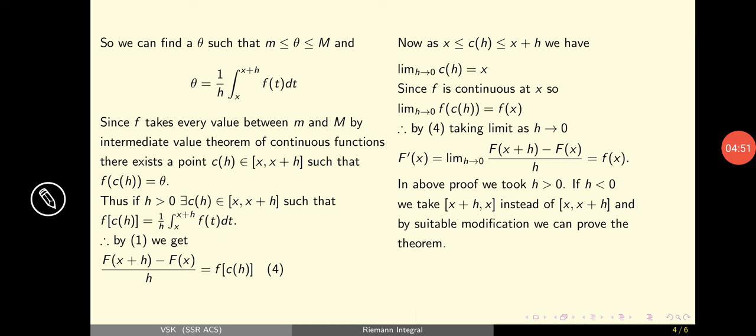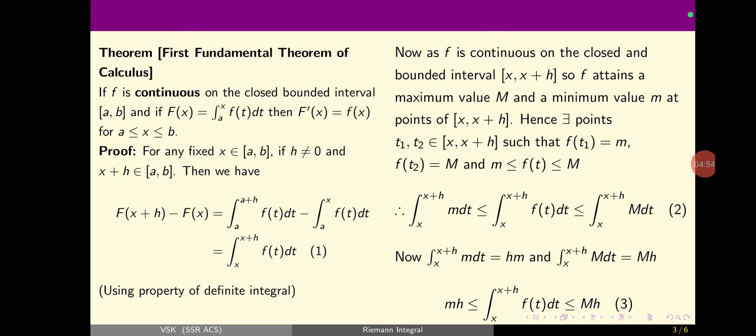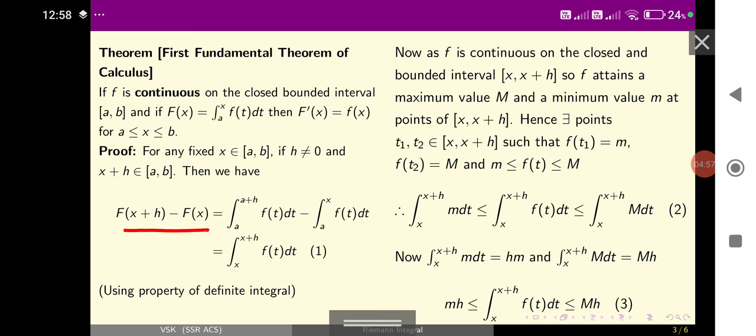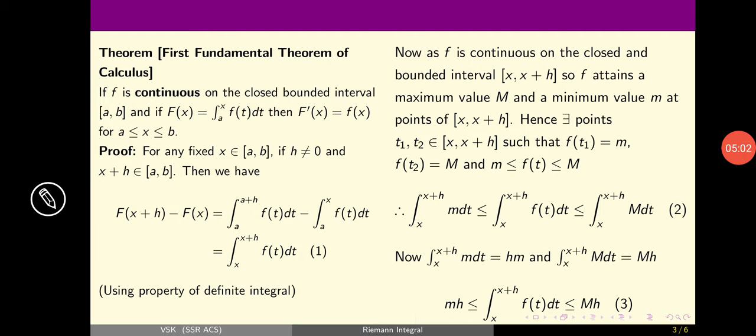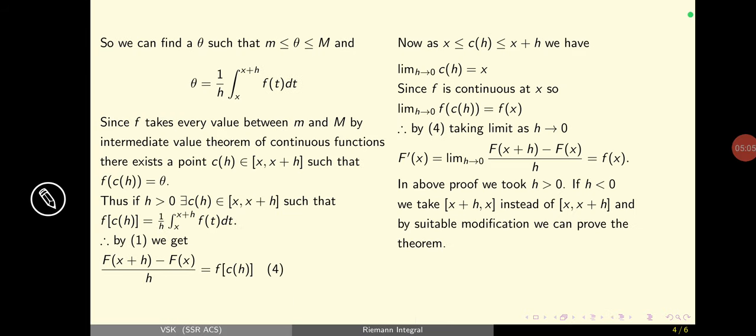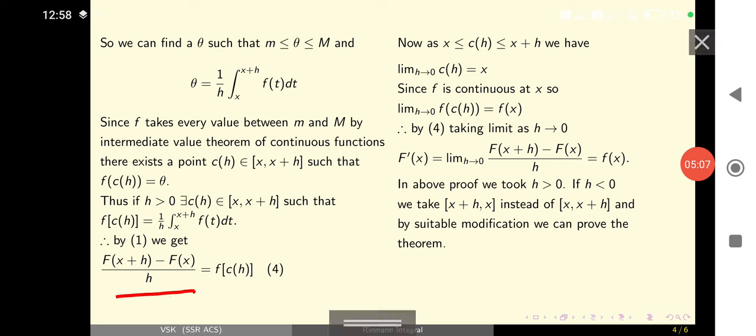Now by 1, what was 1? This is 1. F(x+h) minus F(x) is the integral from x to x+h of f(t) dt, so we get that (F(x+h) minus F(x)) by h is equal to f at c_h, that is, the value of f at c, which depends on h. Now, where does this c lie? It lies between x and x+h. So x is less than or equal to c_h and c_h is less than or equal to x+h.